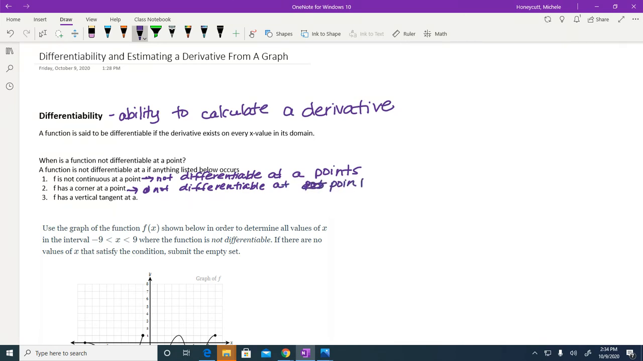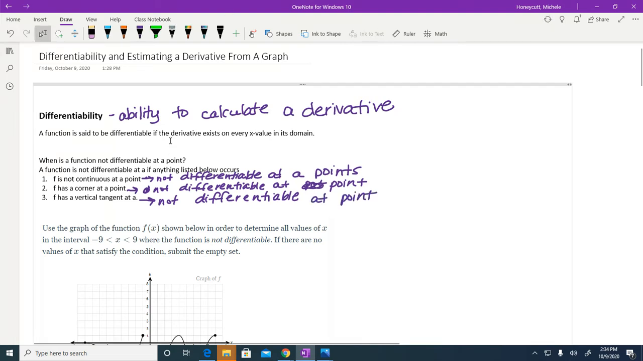And then if a function has a vertical tangent at a point, then that's another place where the function is not differentiable. And it's not that it's not differentiable for the entire function, it's just not differentiable at that specific point.